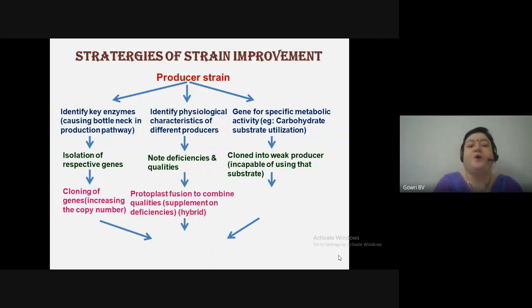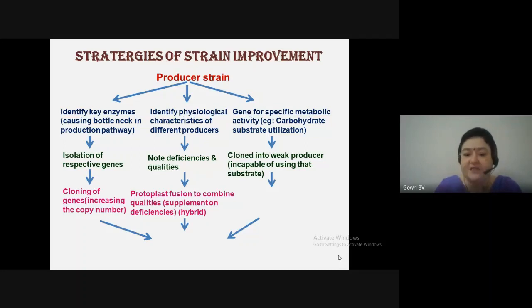You can do protoplast fusion to combine qualities. If you have two different cells with two different requirements, you can fuse them together to give supplementation of deficiencies, and that is what you call hybridoma technology or hybrid technology.